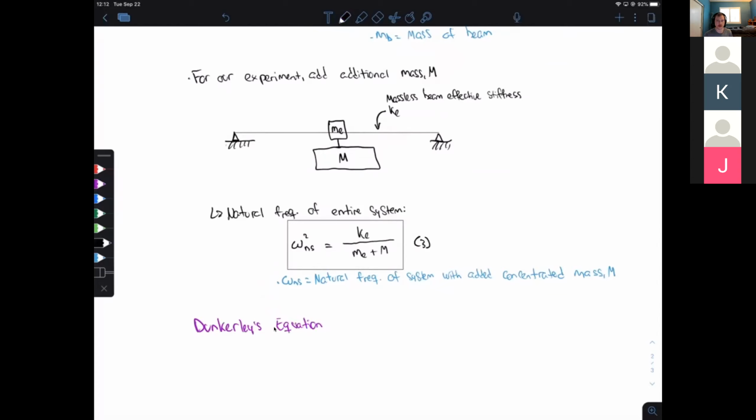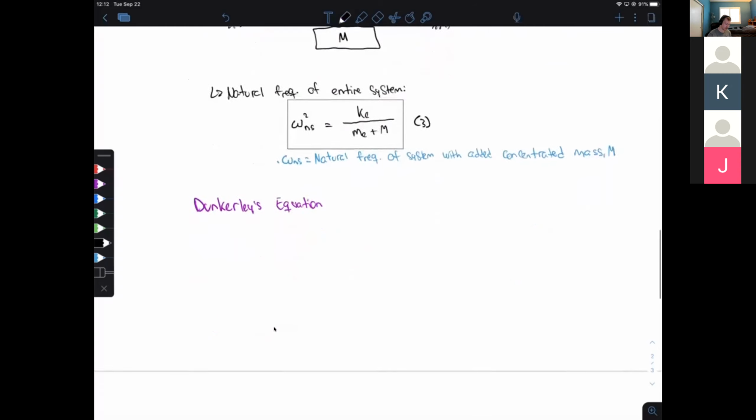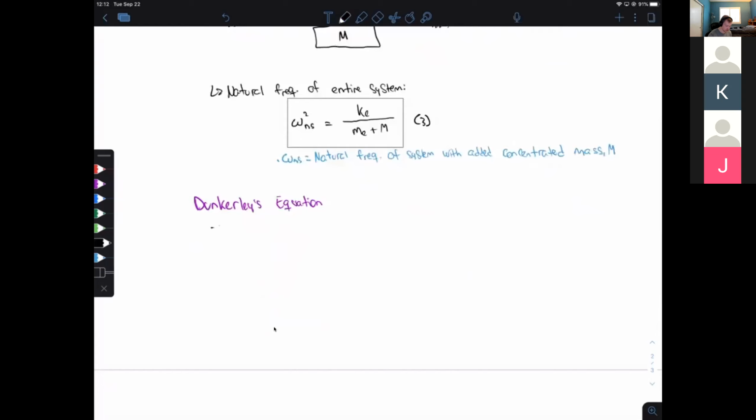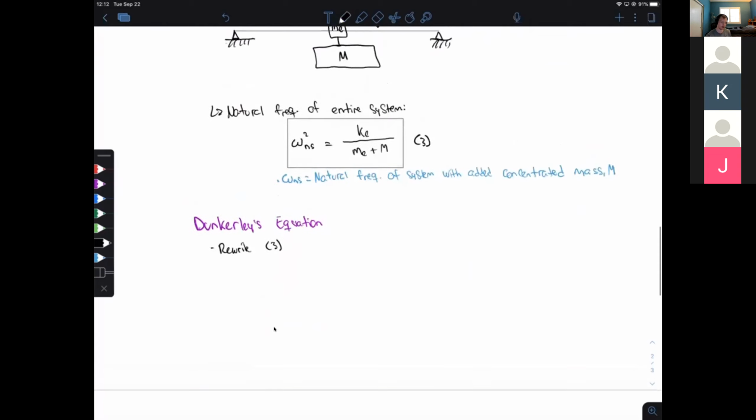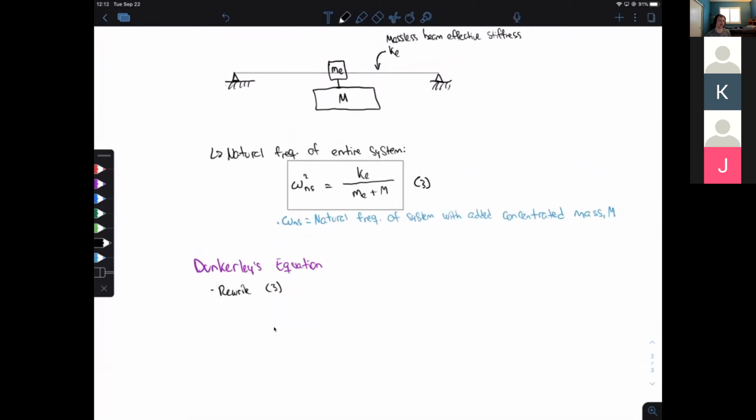Okay, so for the equation that we just boxed, I'm going to call that equation 3. Okay, so we can rewrite equation 3. There's a lot of rewriting that we're doing in this lecture.